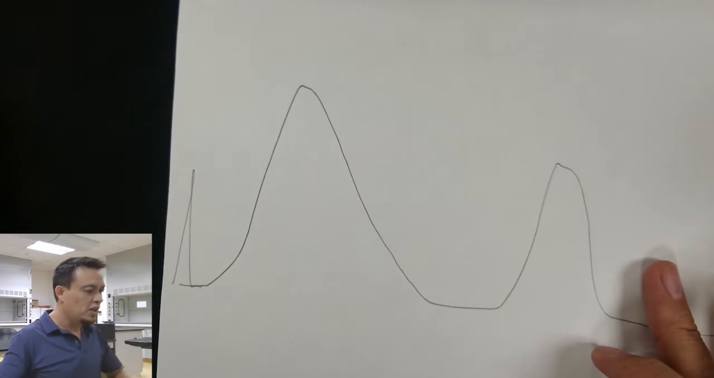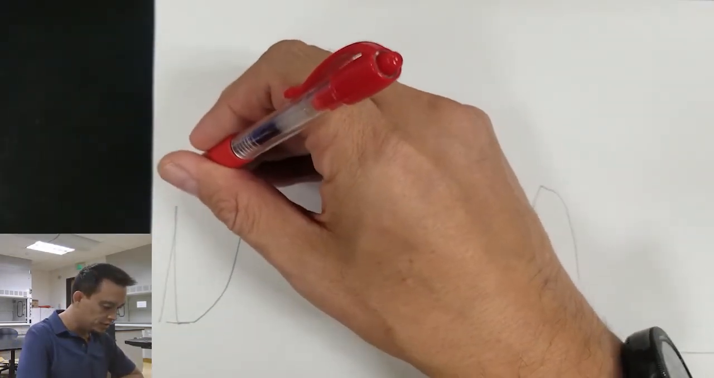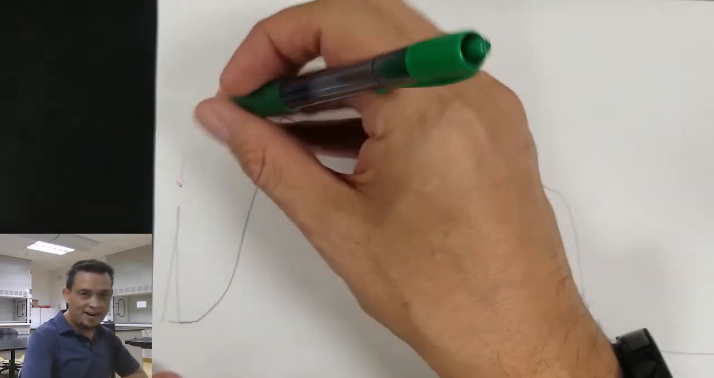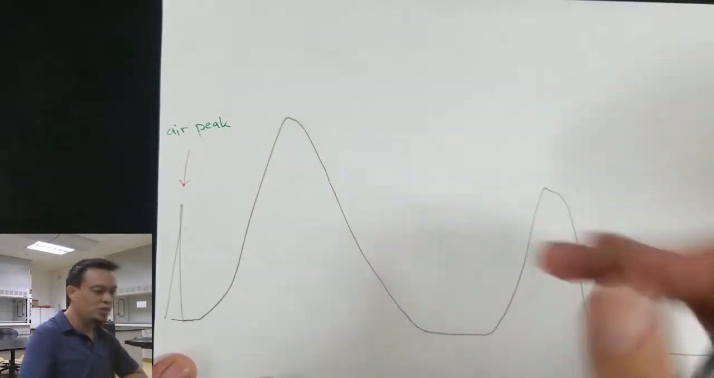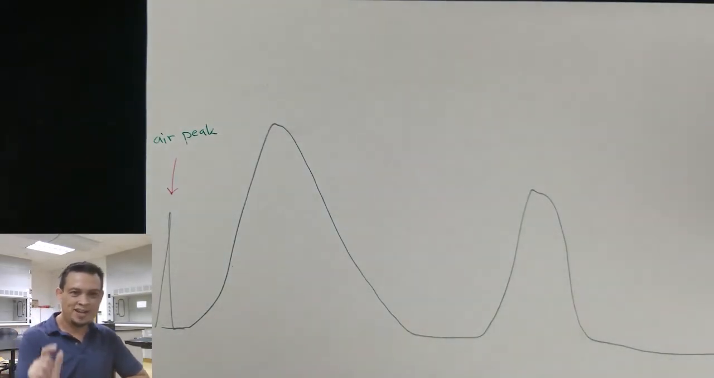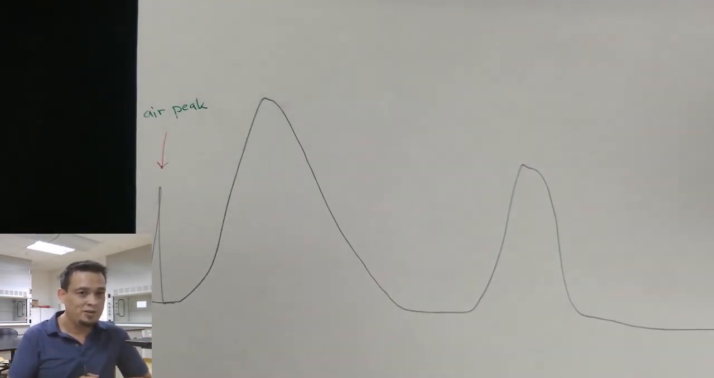Oftentimes in real data, you'll have this peak right here. If you have a really sharp peak that comes out almost right at the start of your data, that is oftentimes an error peak. What's causing that is that when you plunge the needle in there, you're pushing a really small amount of air in, and as you'll see today, GCs are very sensitive instruments. It can detect when even air has passed through it. So we essentially ignore that peak.